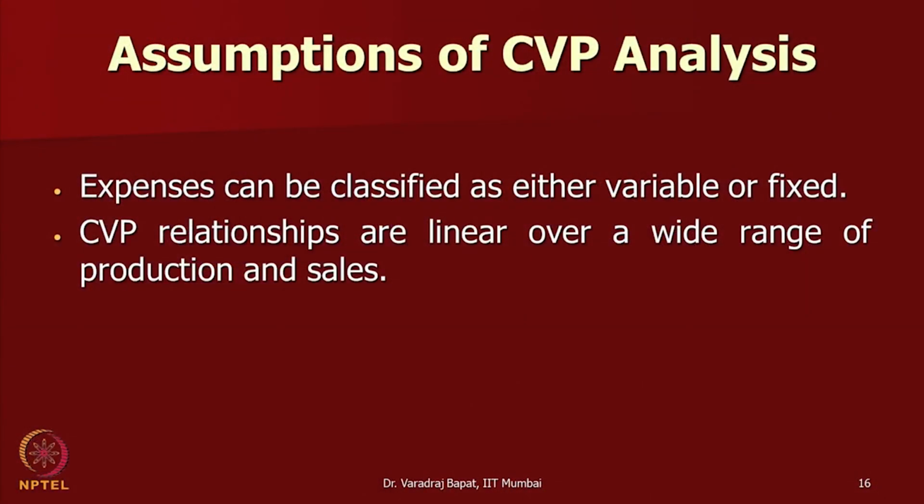Now normally CVP analysis is based on certain assumptions. The foremost assumption is all expenses can be classified either as variable or as fixed. Now as I have told you, most of the real life costs are actually semi-variable. They may not be fully variable or fixed, but what we do is, if it is a semi-variable cost, we break it down into variable component and fixed component, and one of the assumptions is it is possible to break down all the costs into variable and fixed.